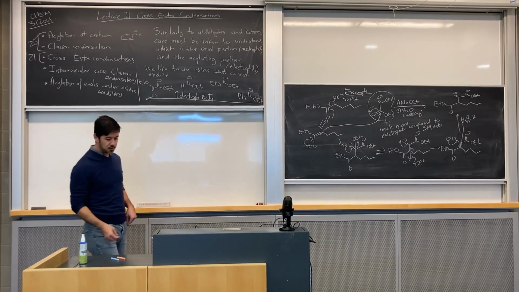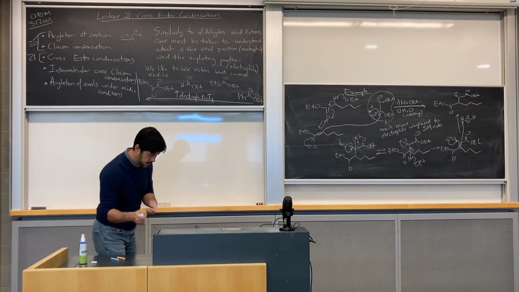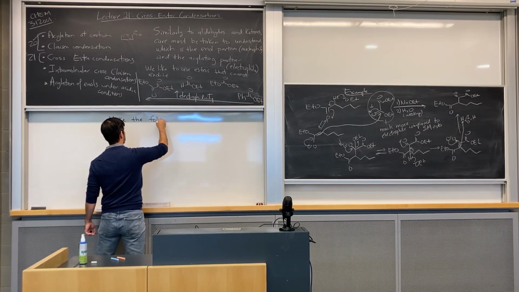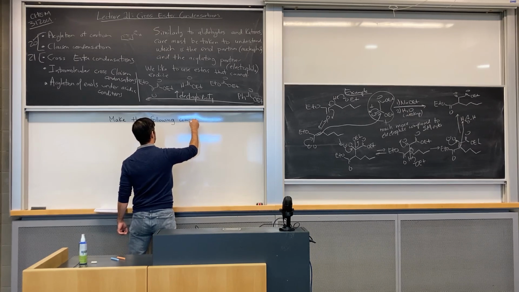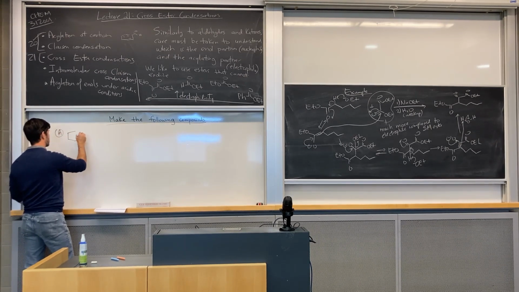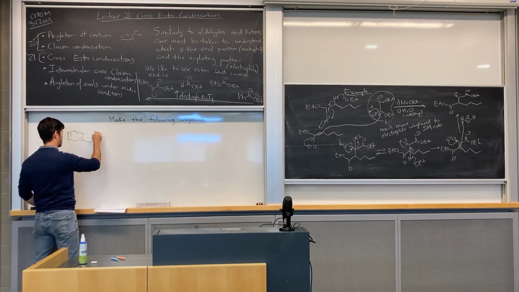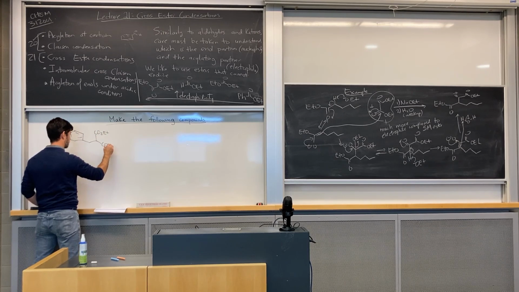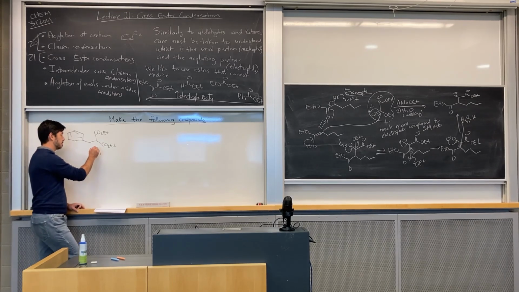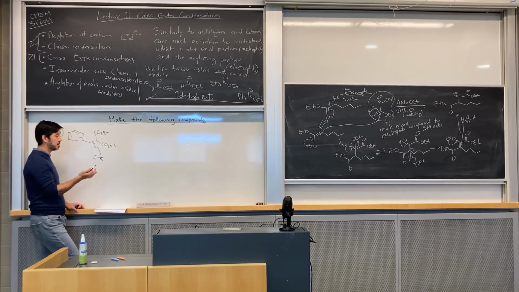All right, good. Let's make a few compounds. Make the following compounds. Okay, let's make this compound, and what we're going to do is we're going to make our carbon-carbon bond right here. Okay, so this is our carbon-carbon bond that we need to make. How are we going to make this using the strategies that we've learned? What's going to be the nucleophile? What's going to be the electrophile?